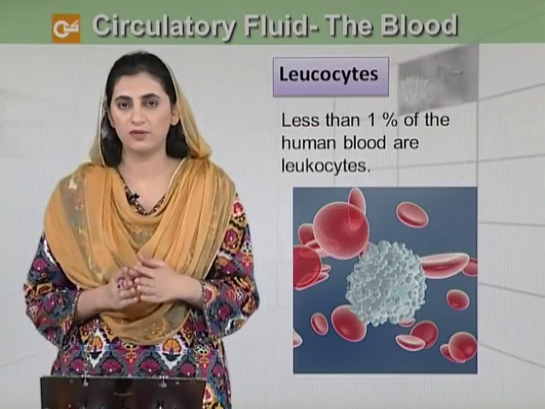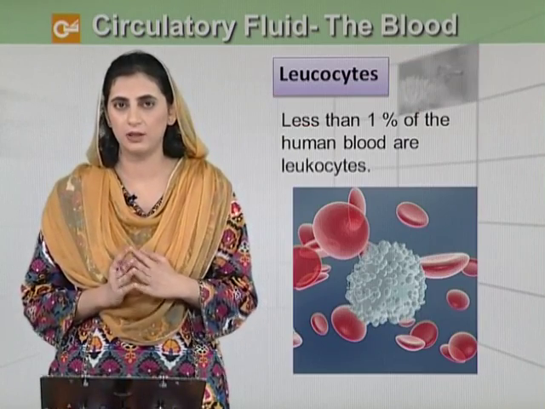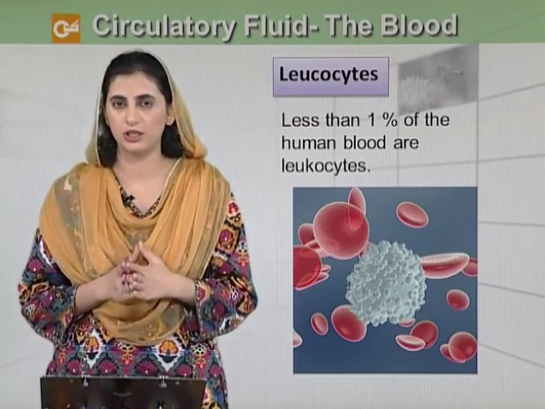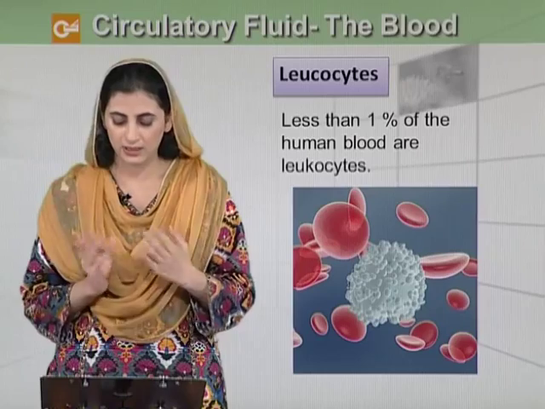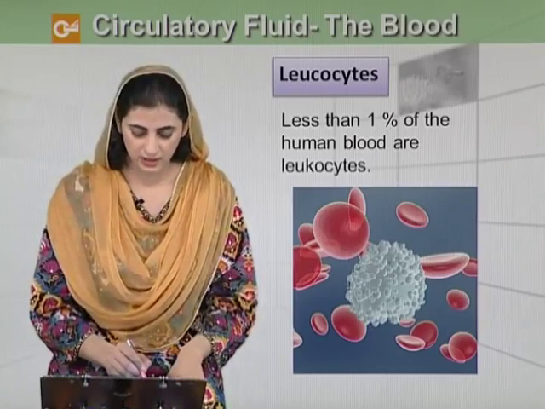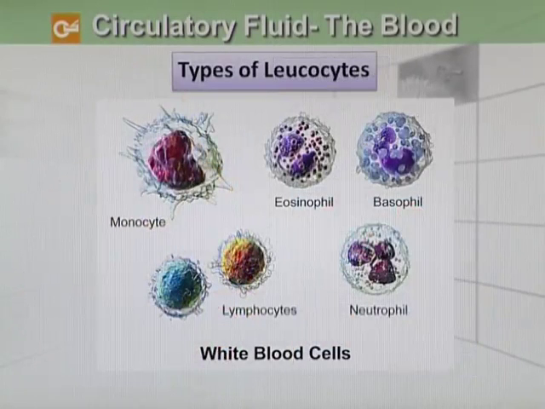The second type of cells present in blood are leukocytes, and they have a role in immunology. Less than 1% of human blood is leukocytes, and they are very efficient in defense. And here we can see various types of leukocytes.